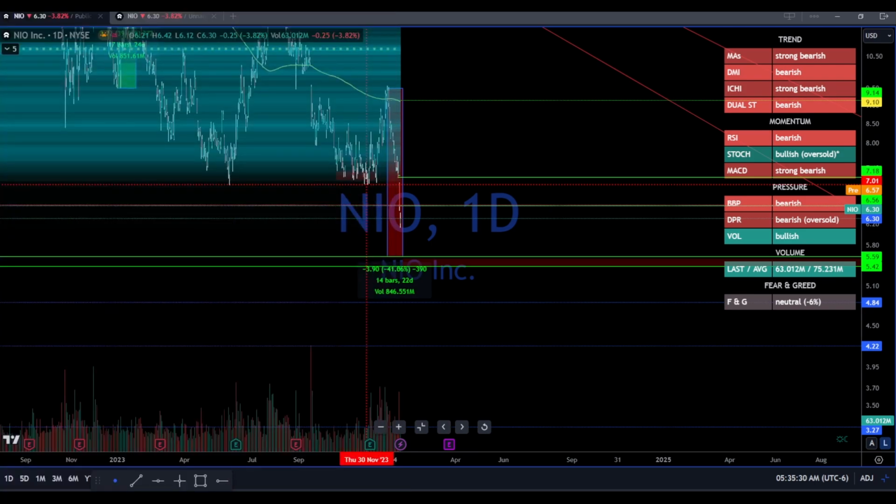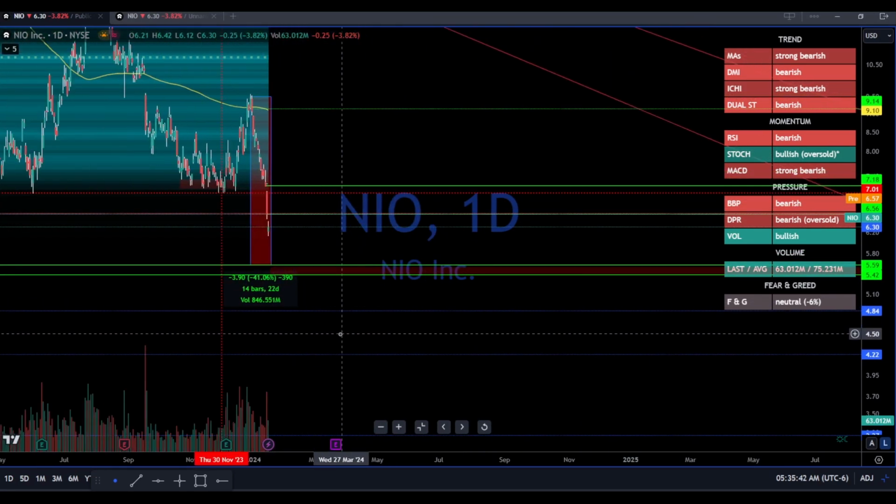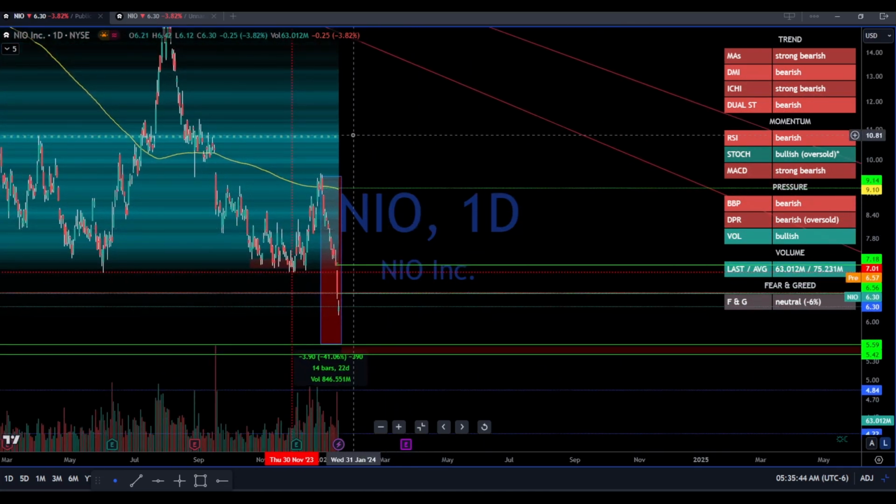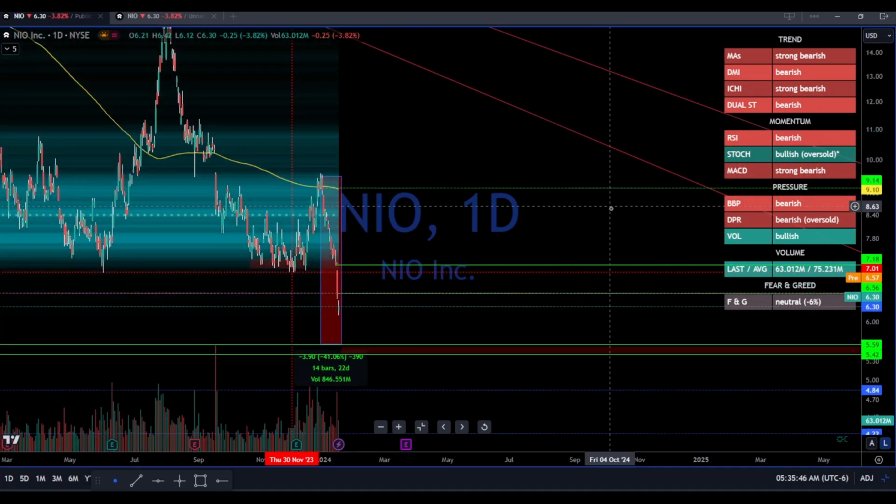So I think to wrap it up, I think we have a pretty good idea of how things are looking as far as the options, the dark pool data. We see it right here, this $10 area. I think this is going to play out.